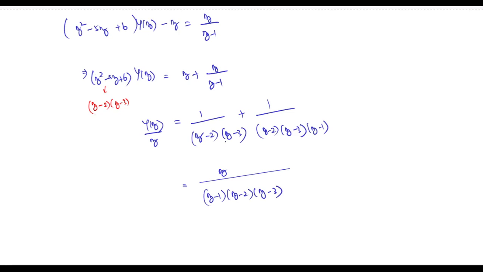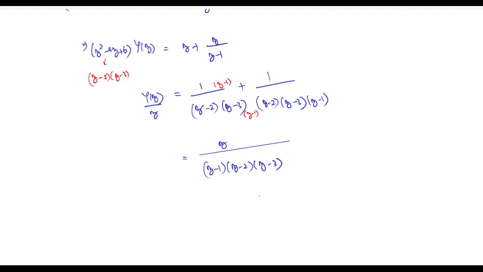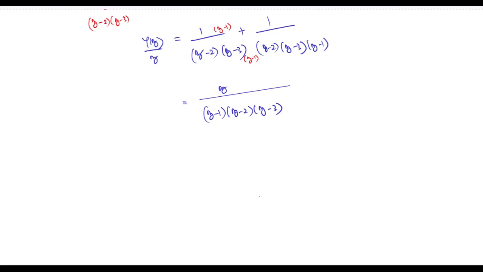You can multiply and divide by Z minus 1, and therefore this will give you Z minus 1 plus 1, which is just Z, and therefore Z divided by Z minus 1 times Z minus 2 into Z minus 3. Now you know what to do. All you have to do is split into partial fractions, and it's simple.